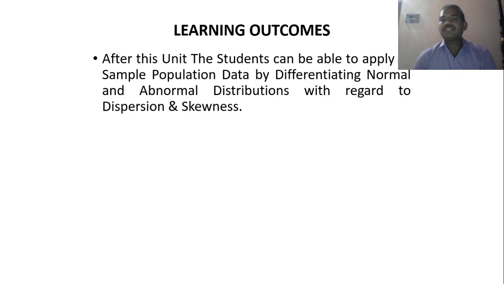And learning outcomes. After completion of this particular unit, students will be able to apply sample population data by differentiating normal and abnormal distributions with regard to dispersion and skewness. After completion of this unit, students can apply sample population data by differentiating normal and abnormal distributions with regard to dispersion and skewness.